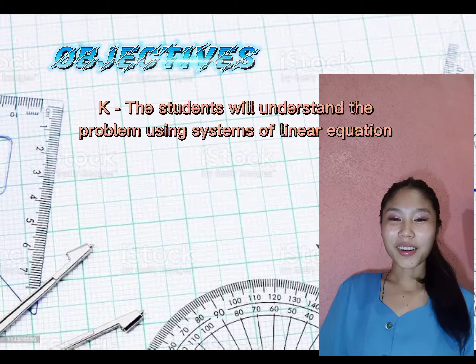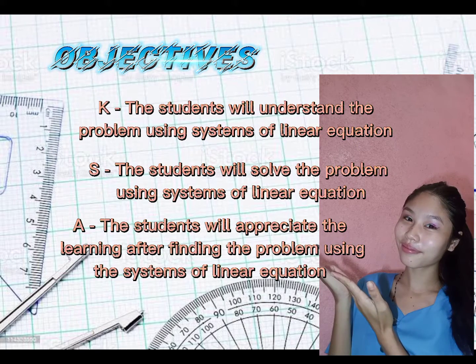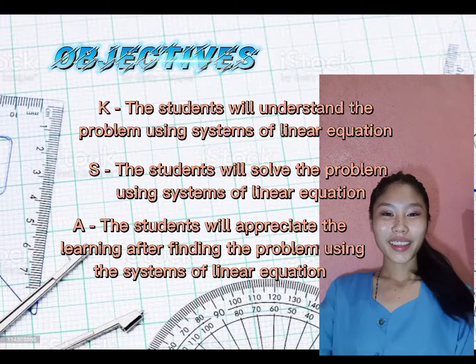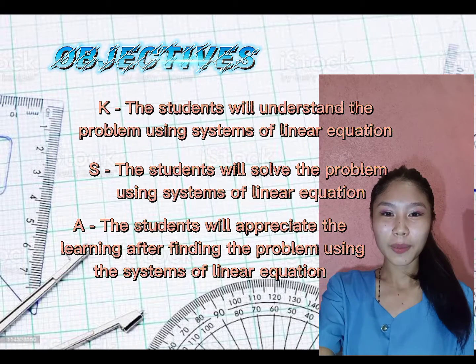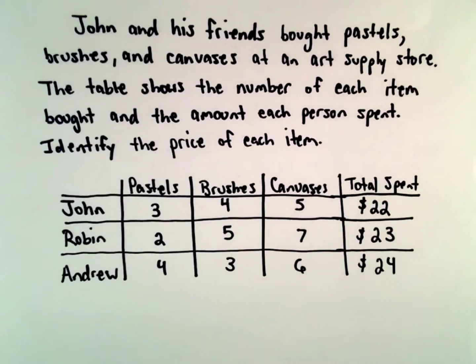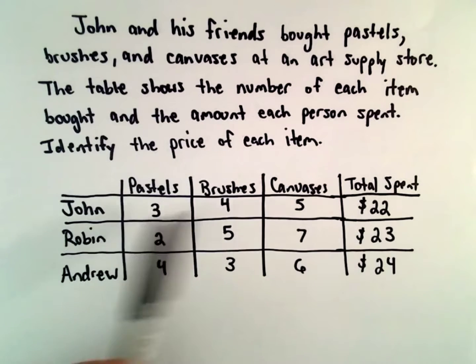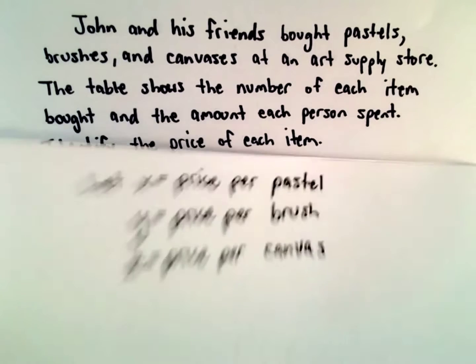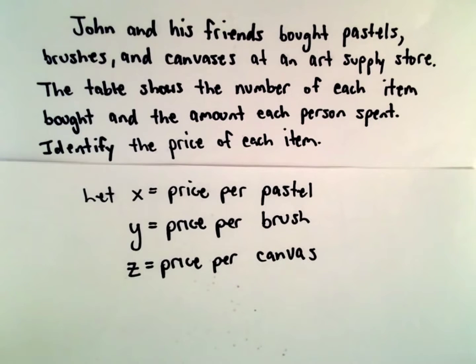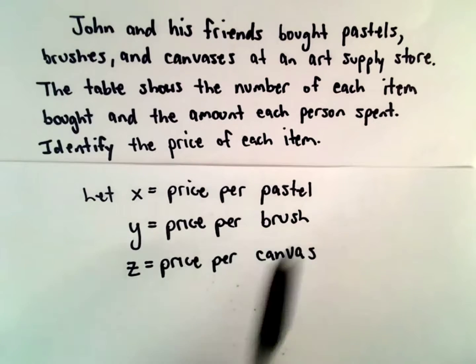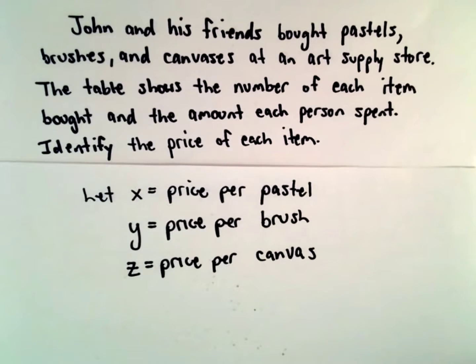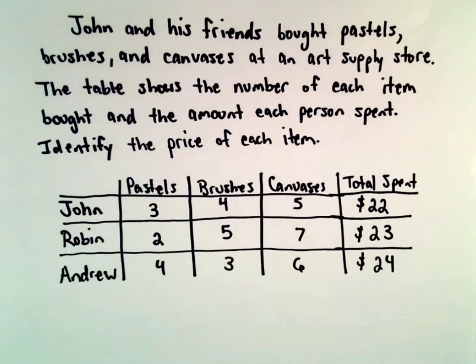And here are my objectives. Okay, let's start. John and his friends bought some art supplies, summarized by the table: the number of each and the total spent. We want to find the price of each item, so I'm going to let X be the price per paste, Y will be the price per brush, and Z will be the price per canvas. What we're going to do is set up a system of equations that we will solve.